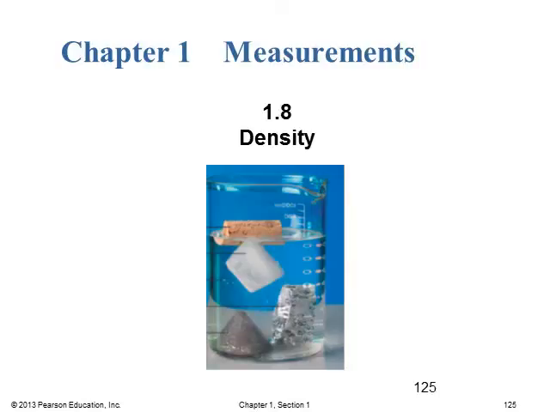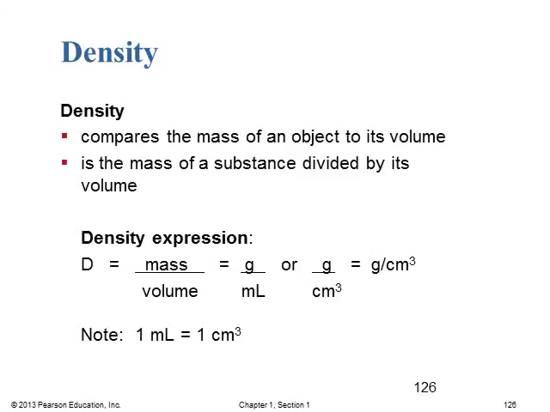We will talk about density now, and density is just a comparison of an object's mass to its volume. So if you think about if something is dense, it has a lot of mass and a small amount of volume. If something is very non-dense, then it means it has a very small amount of mass and a large volume. So density is calculated, and is by definition, the mass of a substance divided by its volume. So density is equal to mass over volume.